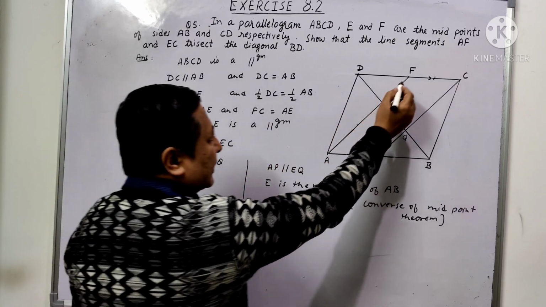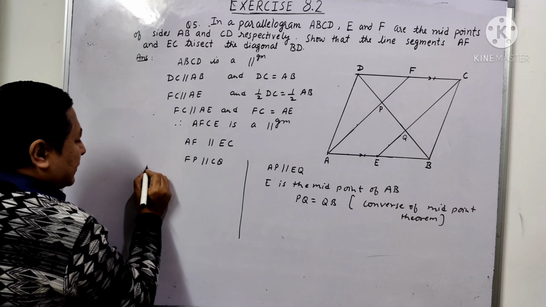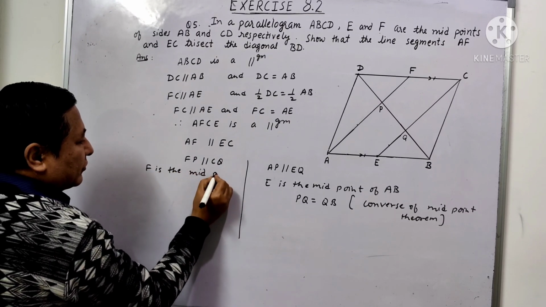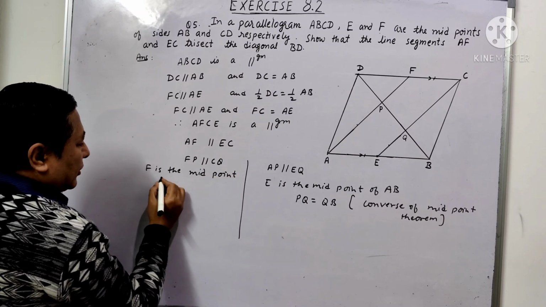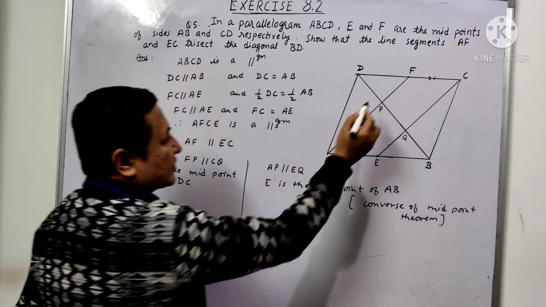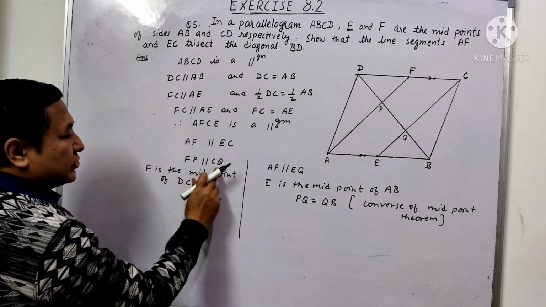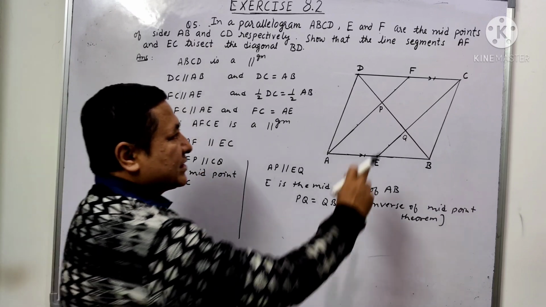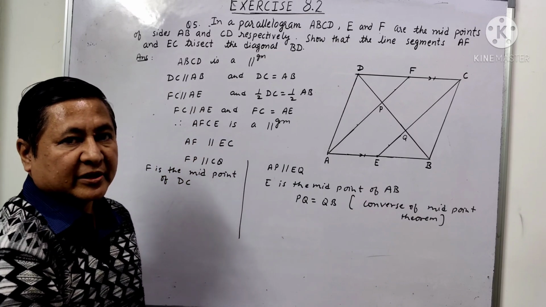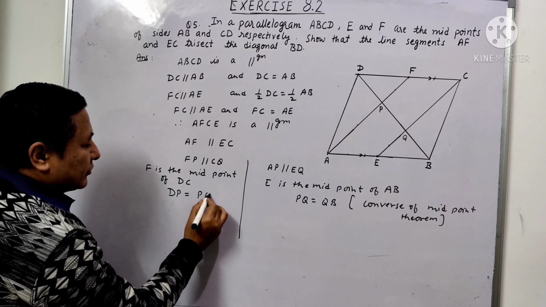Similarly here also F is the midpoint. This is given in the question that F is the midpoint of DC. Since this is a midpoint and FP is parallel to CQ, the line segment FP will bisect DQ, the third side, into two equal parts. So therefore DP is equal to PQ.